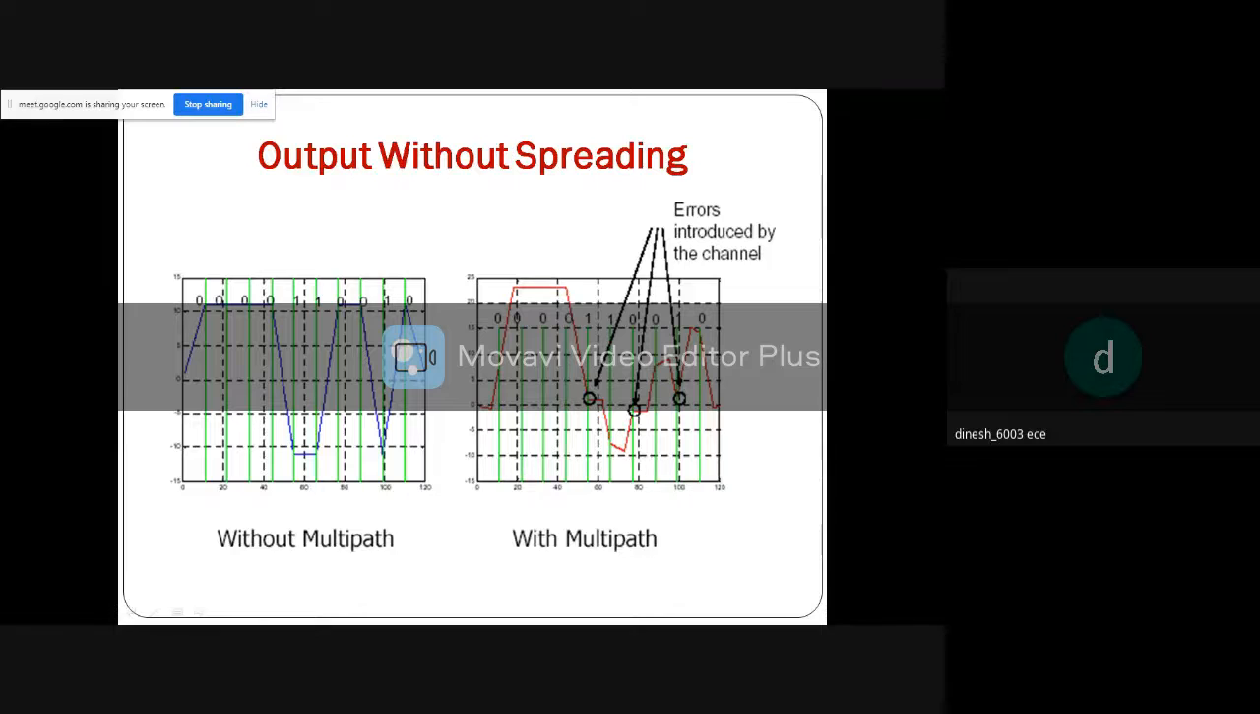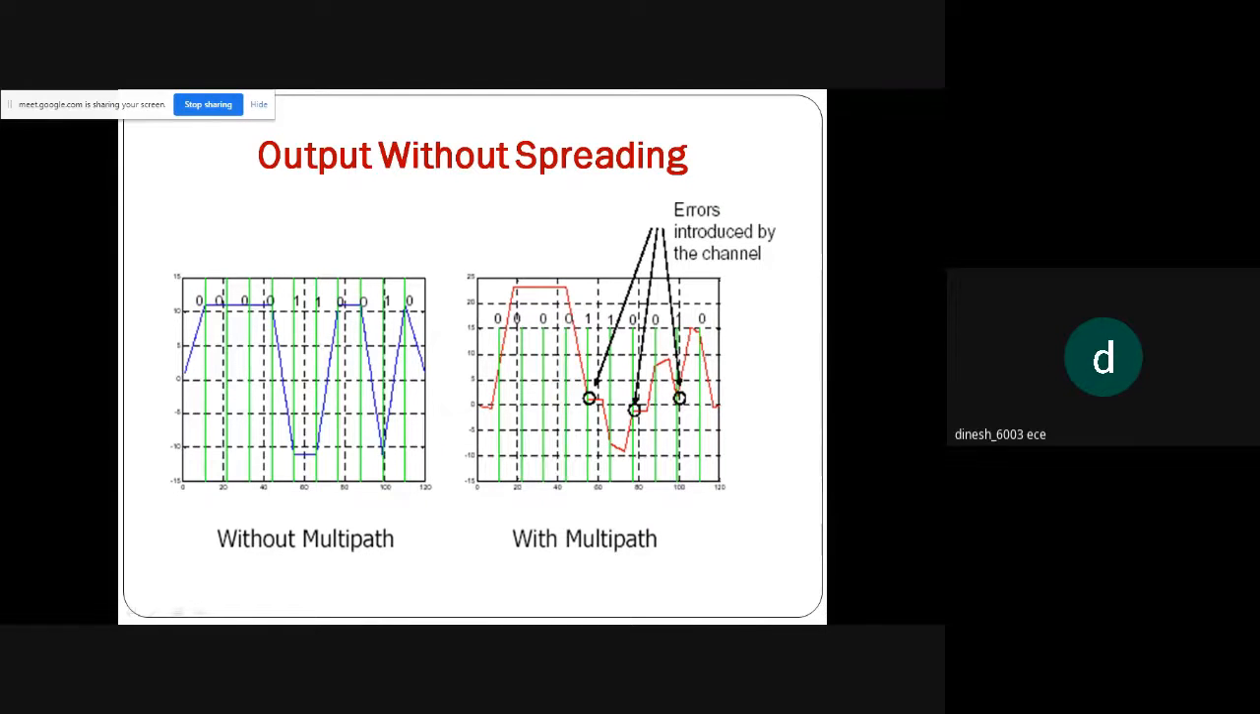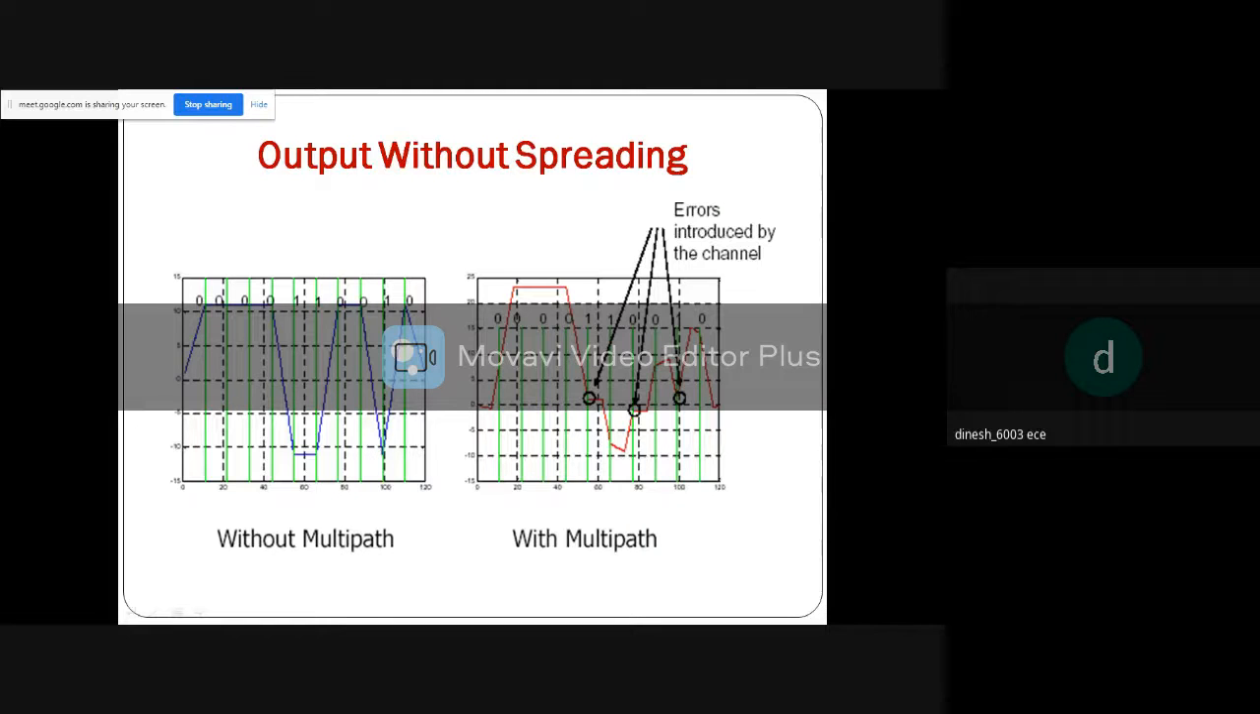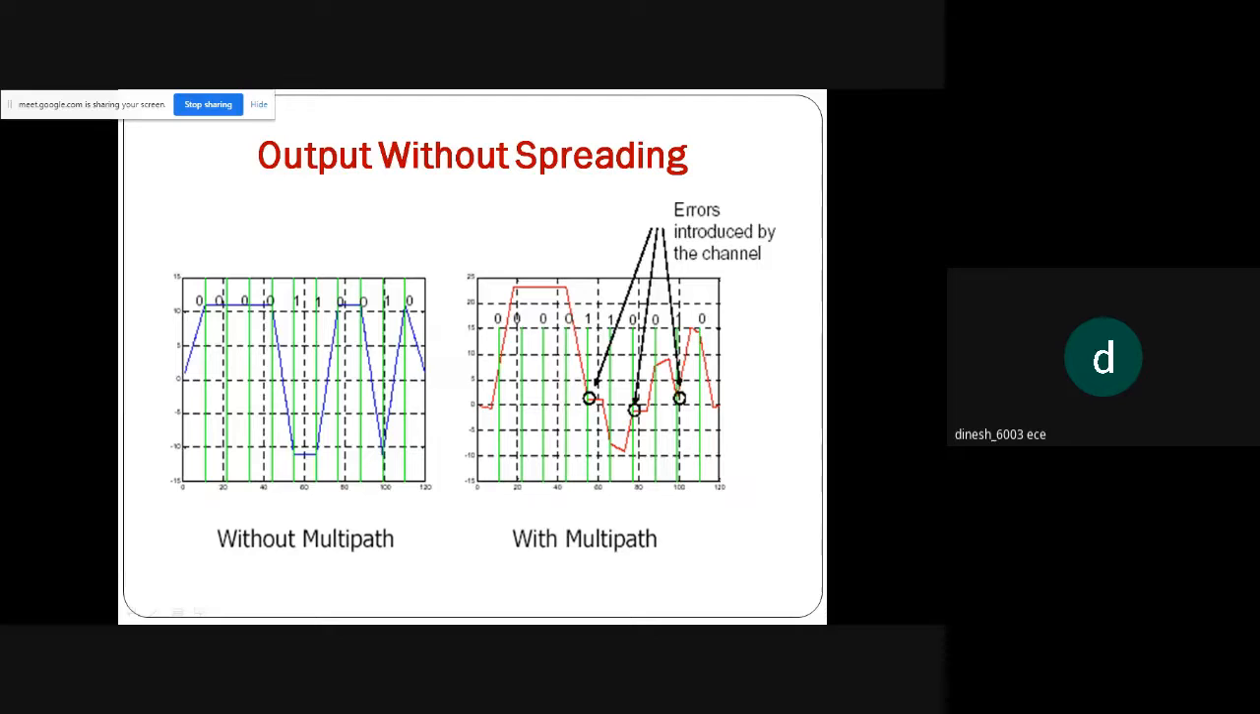So this is an example of the output without spreading. Without multipath and with multipath, you can see the transmission of signals without spreading. If you don't use a spreading factor or a spread spectrum, these are your characteristics. If there is no multipath, the signal will transmit like this. You can see the blue color on the left-hand side. And it's the same if there are multipath errors being introduced in the channel. Everything will be mostly introduced by the channel only.